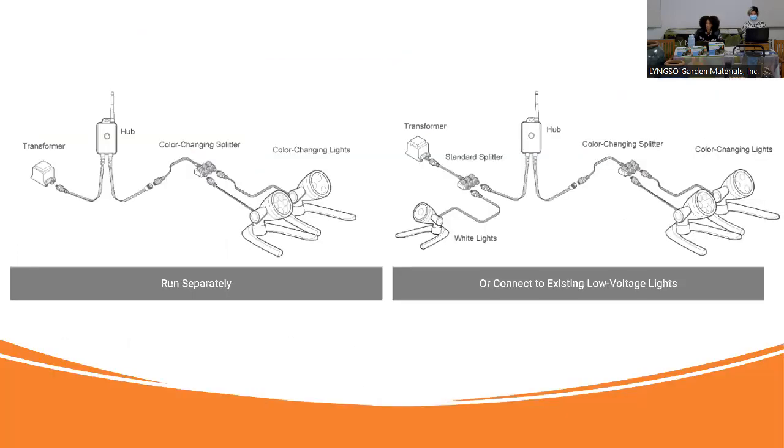And then this diagram here shows you exactly how the hub and the transformer work with the color changing lights. So if you did already have white lights and you wanted to add a color changing splitter, you can. It's just, if you look on the right, you'll see that the white lights go directly into the transformer. They cannot be connected to the hub or the splitter, but you can still combine the two. So you can run them separately as their own if you just wanted color changing lights, and there's still a way to have both white lights and color changing lights as well.